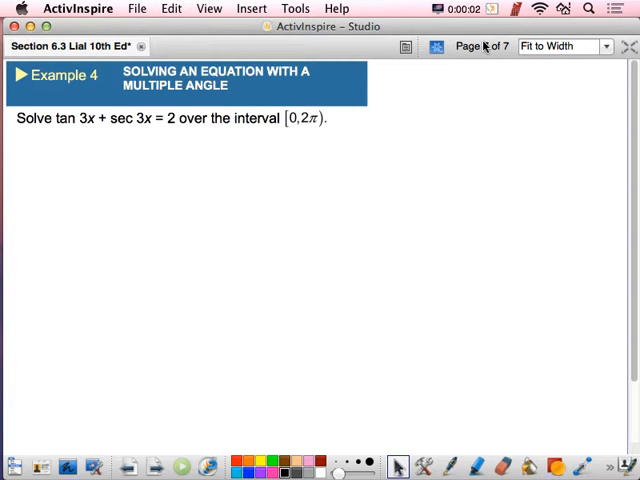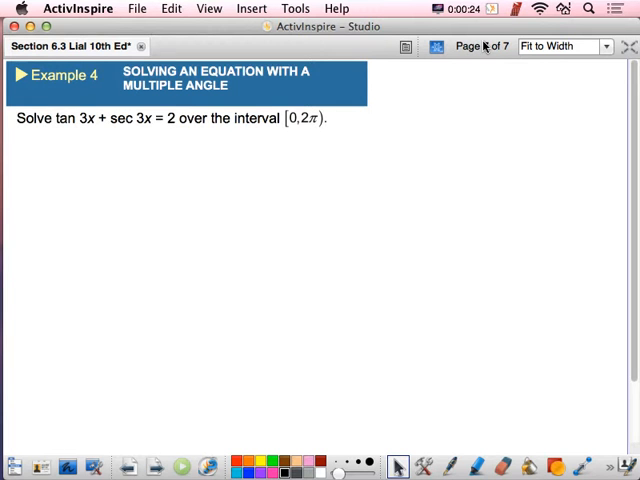For our final example, we want to solve the tangent of 3x plus the secant of 3x equals 2 over the interval 0 to 2 pi. This is a good news, bad news situation. The good news is the angles are the same. The bad news is the angles are 3x, which means at some point I'm going to have to generate 3 revolutions, right? Okay, worse news.